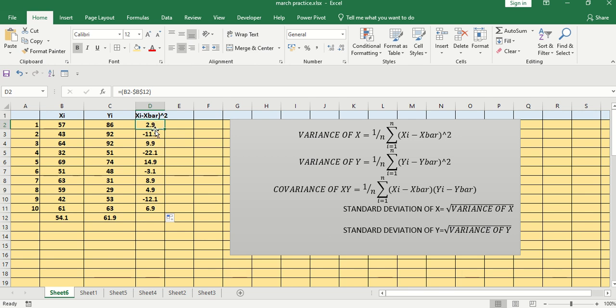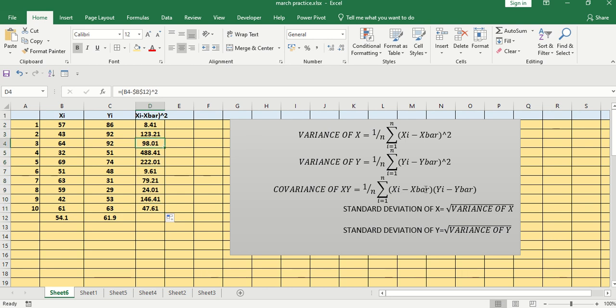Okay, it seems we have not squared it. Please insert the icon of power 2, exactly. Then you click enter. After clicking enter, you need to drag. It is true. Now this is our xi minus x bar squared.